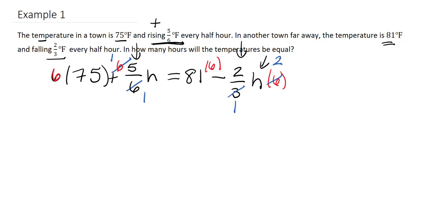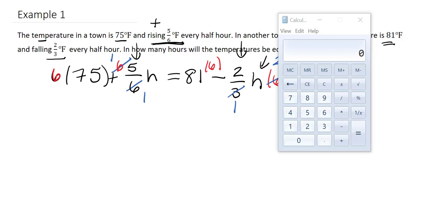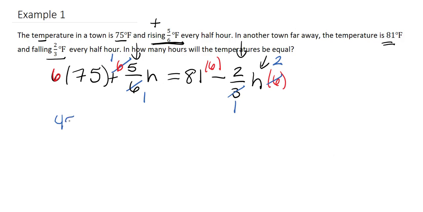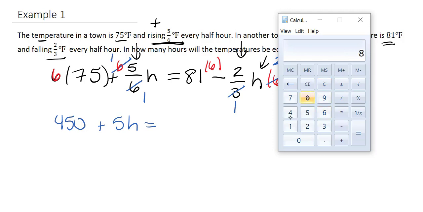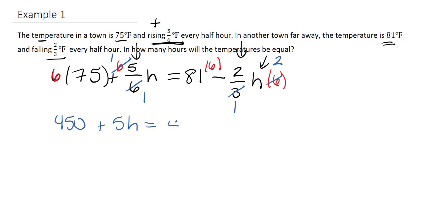So let's get a calculator out for the remaining parts of this. We need to multiply 6 times 75, which equals 450. Then we have 1 times 5, so that's just 5h. Now we have 81 times 6, and that equals 486. Now we have minus 2 times 2, which is 4, so 4h. So now we have our problem set up with no fractions, and now we can just solve like we've done before.